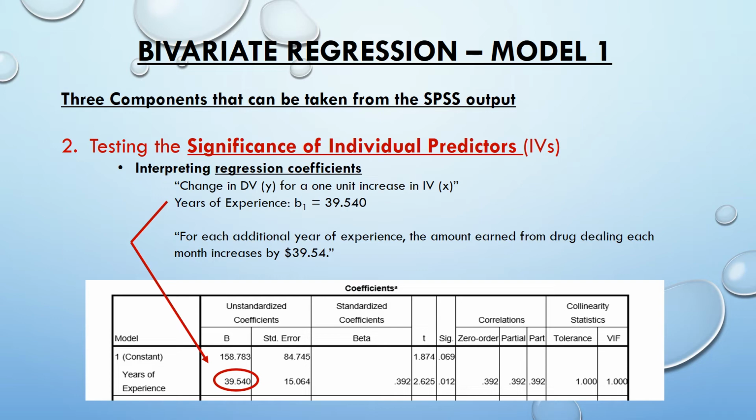$39.54. So that gives us a little bit more of a story about how strongly a particular independent variable can influence the outcome. Let's move on to step 3 for the 3 components that we want to make sure we take away from our.